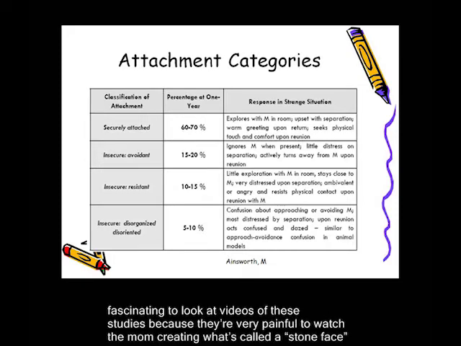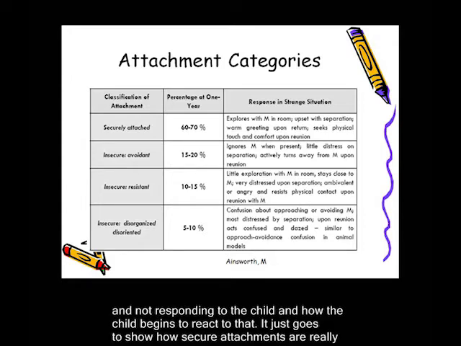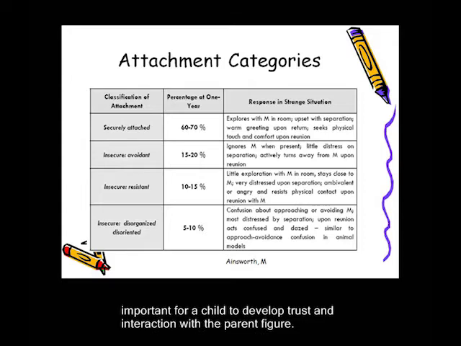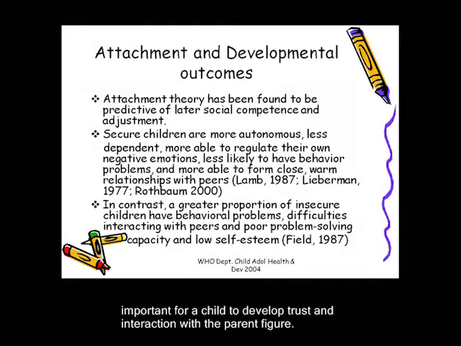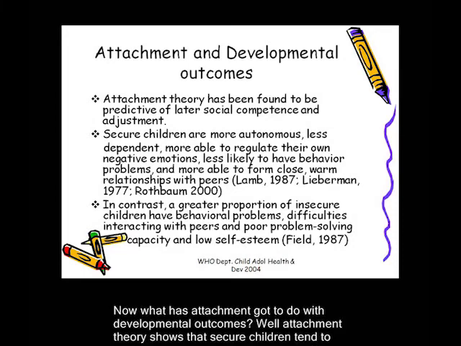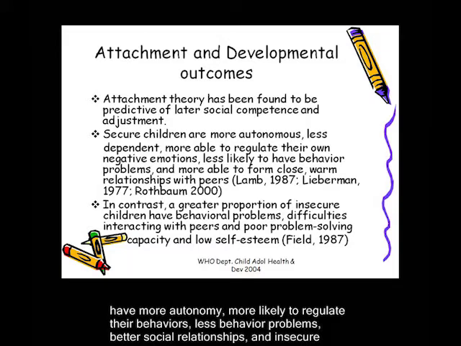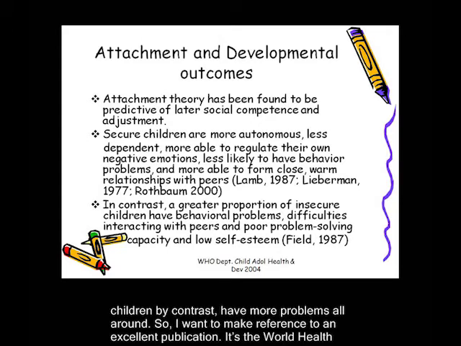It's fascinating to look at videos of these studies, because they're very painful to watch. You watch the mom creating what's called a stone face and not responding to the child, and how the child begins to react to that. But it just goes to show how secure attachments are really important for a child to develop trust and interaction with the parent figure. Now, what has attachment got to do with developmental outcomes? Well, attachment theory shows that secure children tend to have more autonomy, are more able to regulate their behaviors, less likely to have behavior problems, and have better social relationships, and insecure children, by contrast, have more problems all around.